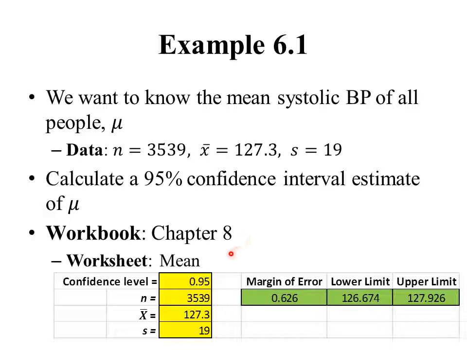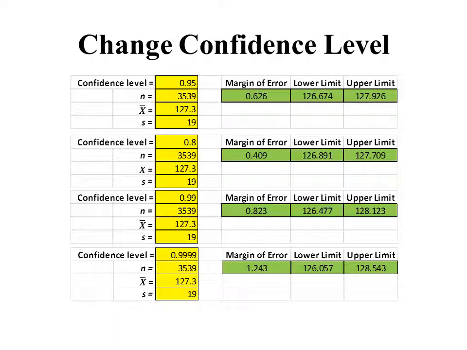So if you go to that workbook and the worksheet mean, we can enter our necessary information here: our 95% confidence level, our sample size, sample mean, sample standard deviation. And then it calculates the margin of error and gives us this confidence interval estimate. So we would interpret this interval by saying that we're 95% confident that mu is somewhere in between these two numbers, 126.6 and 127.9. Okay.